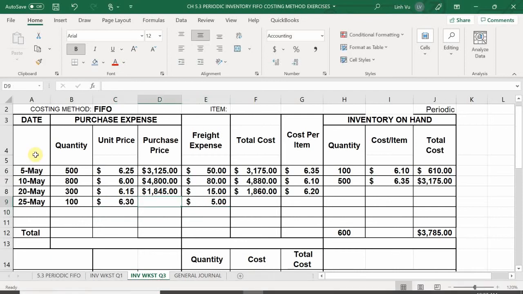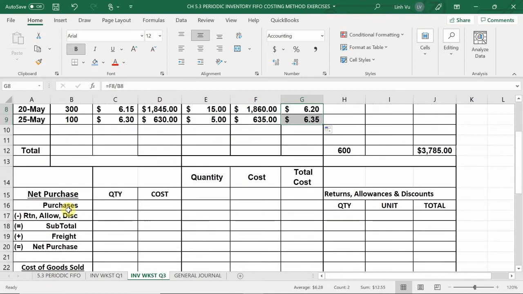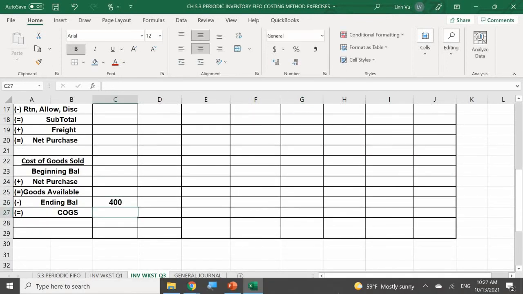So what's my total purchase price here? $630, plus $5 freight, bringing my cost per item to be $6.35 each. Good, excellent. Last but not least, we have a total ending balance of 400 units on hand.